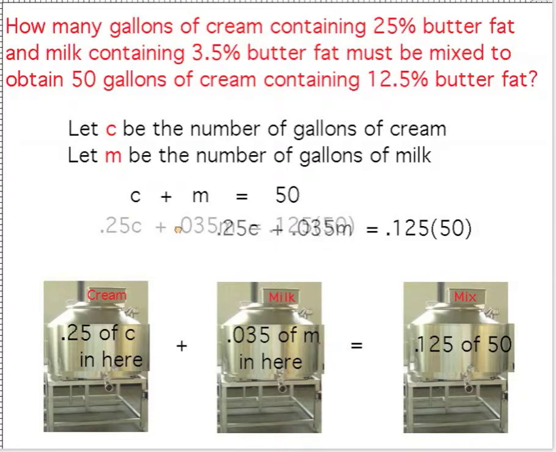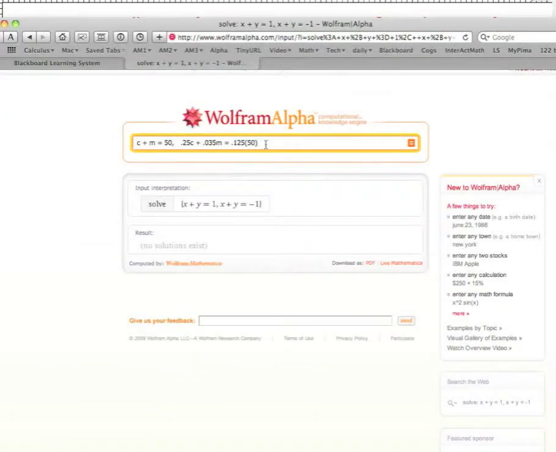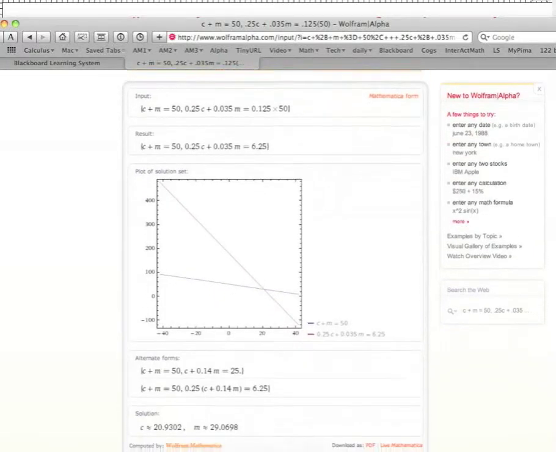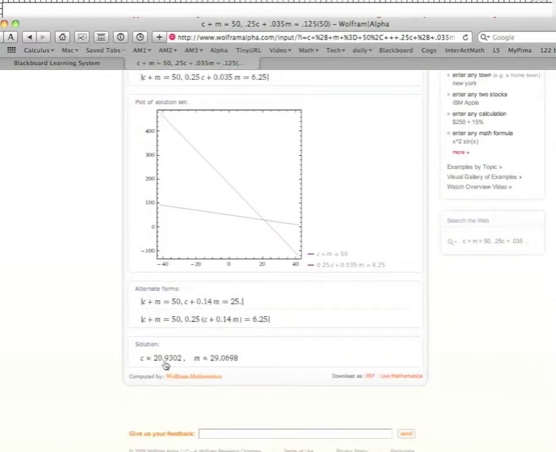Two equations and two unknowns, and essentially this is solvable by elimination or substitution, or by using a software package, which is what I want to do to save time right now. Well, I've already put the two equations in there. Notice the comma separating the two equations. And let me hit return. And let's see what it says here. I scroll down, there you go. 20.9 gallons basically of cream and 29.07 of milk go together to make a 50-gallon mixture that's 12.5% butterfat. So that's how you solve these problems.